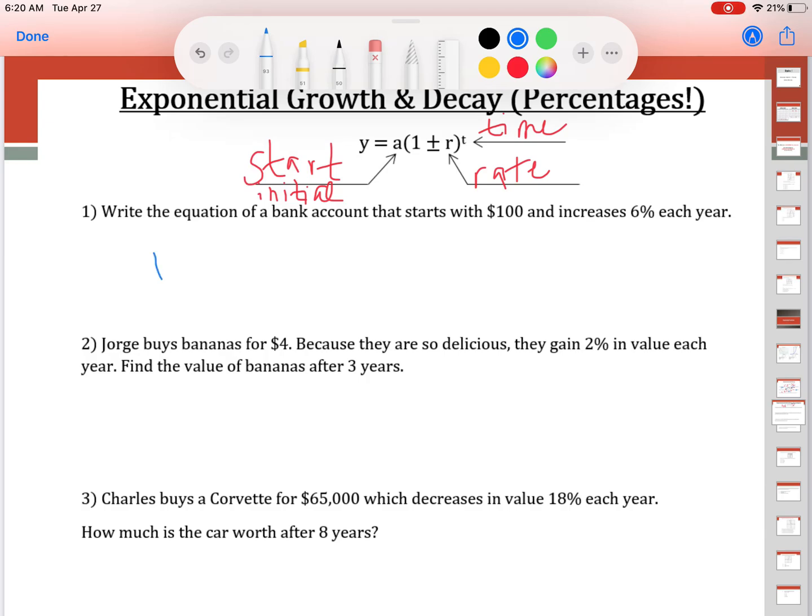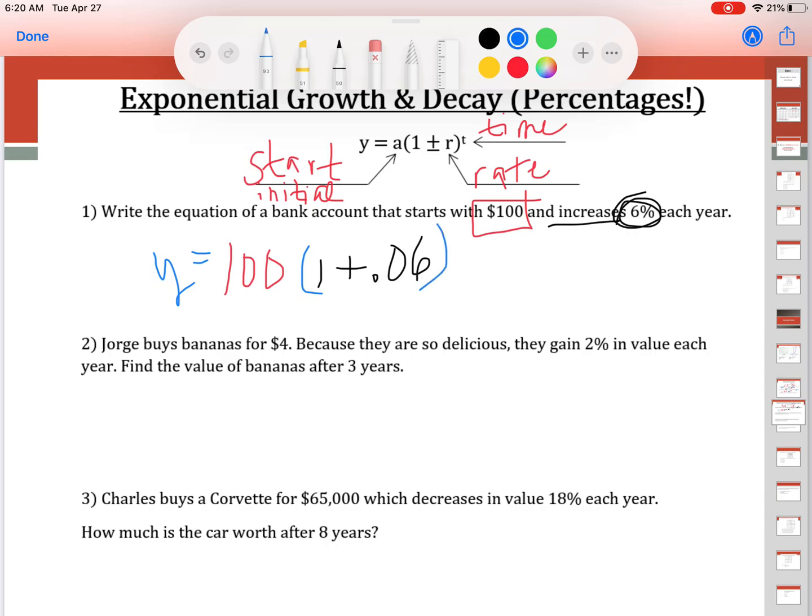Okay, so this one here says write the equation. Whenever it says write the equation, we're going to write y equals. The starting number, the initial value, is $100 in this bank account. Then for 6%, I see a percent sign, so I need a 1. It says it's increasing, so that's plus. 6% is 0.06. I don't know the time, so I'm going to raise this to the x. Whenever it says write the equation, they usually don't tell you the time.